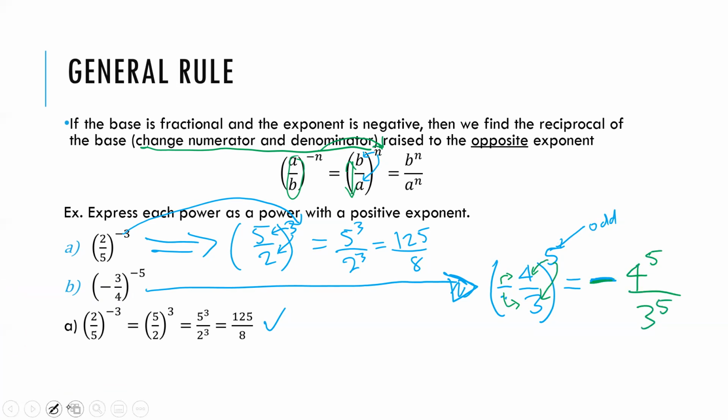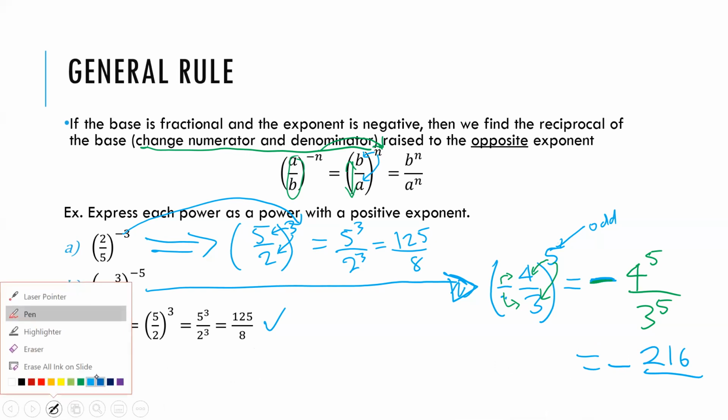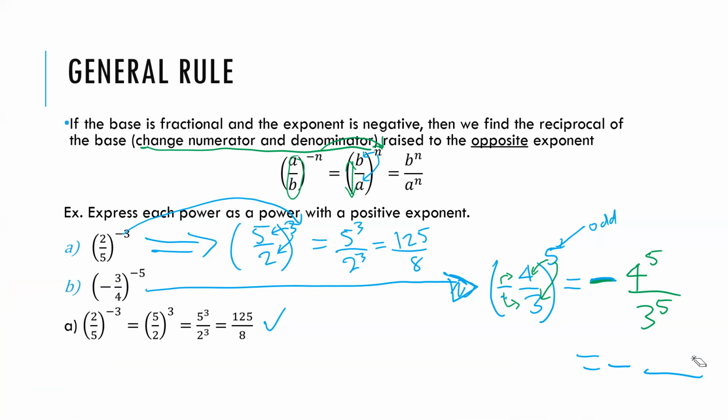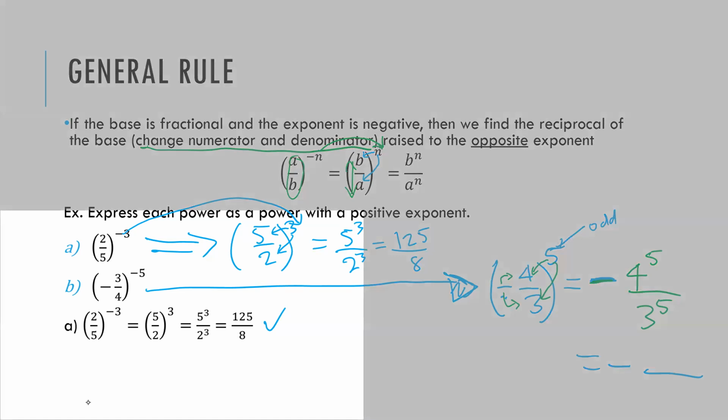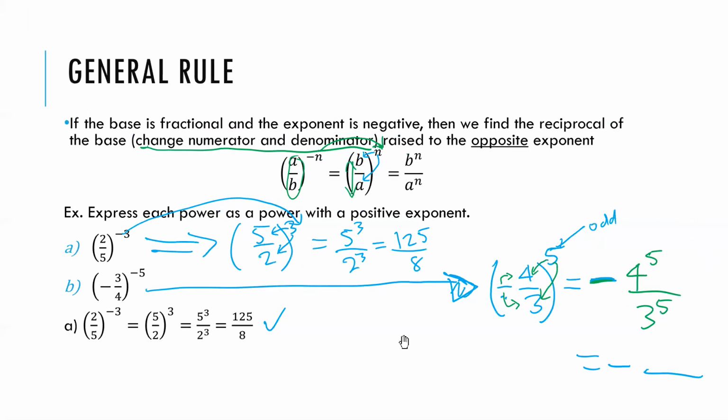And then my last step here, I simply figure out what 4 to the power 5 is. We know that 4 to the power 5 is going to be 216, and 3 to the power, oh shoot, it's not 216. I have that answer wrong. It's 1024. Sorry, that was my bad. What happened there?